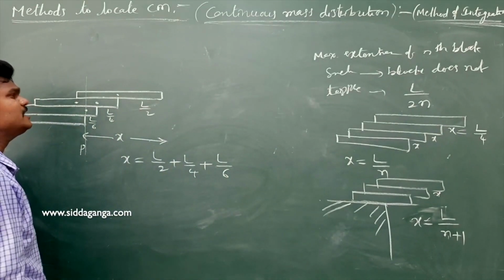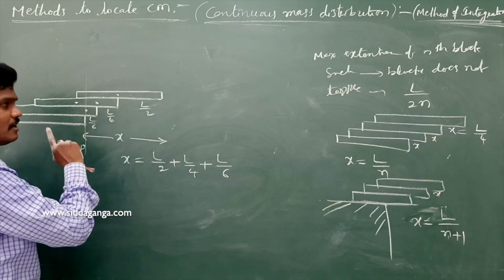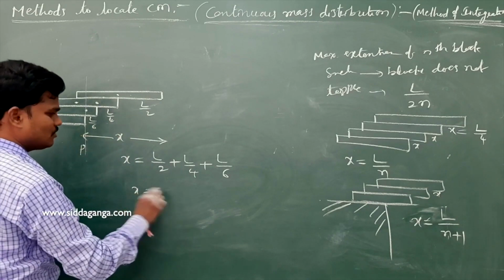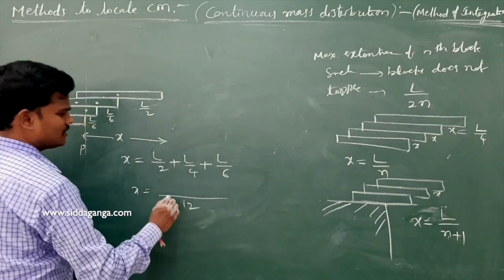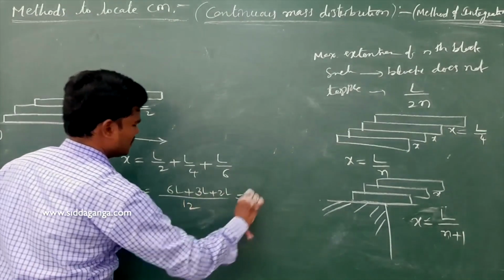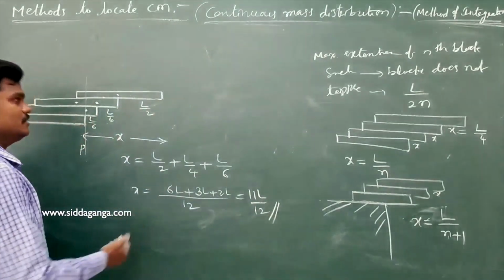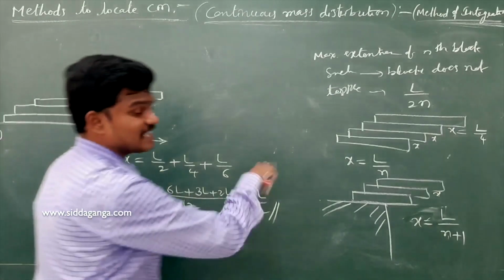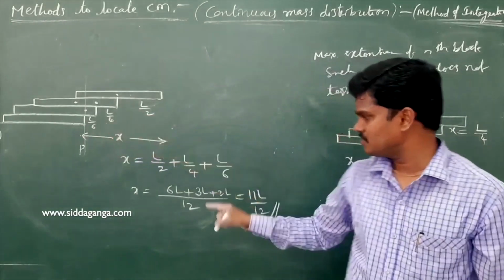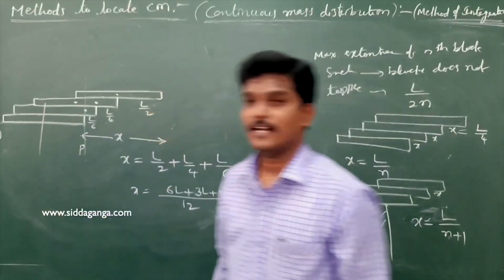If it is equally spaced, with 4 blocks: 1, 2, 3, 4, L by 4, L by 4, L by 4, like that. Unequally spaced: L by 2, L by 4, L by 6. So x is equal to, if you take LCM, 12: 6L, 3L, 2L, you will get 11L by 12. So if they ask you to find from O, just add plus L, you will get the answer. If they ask from the center, L by 2 plus this value.